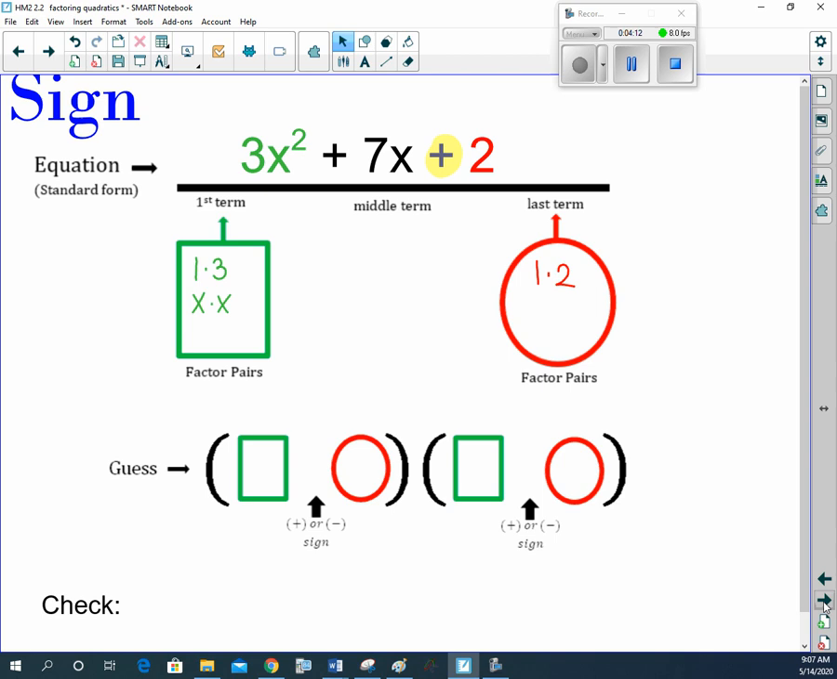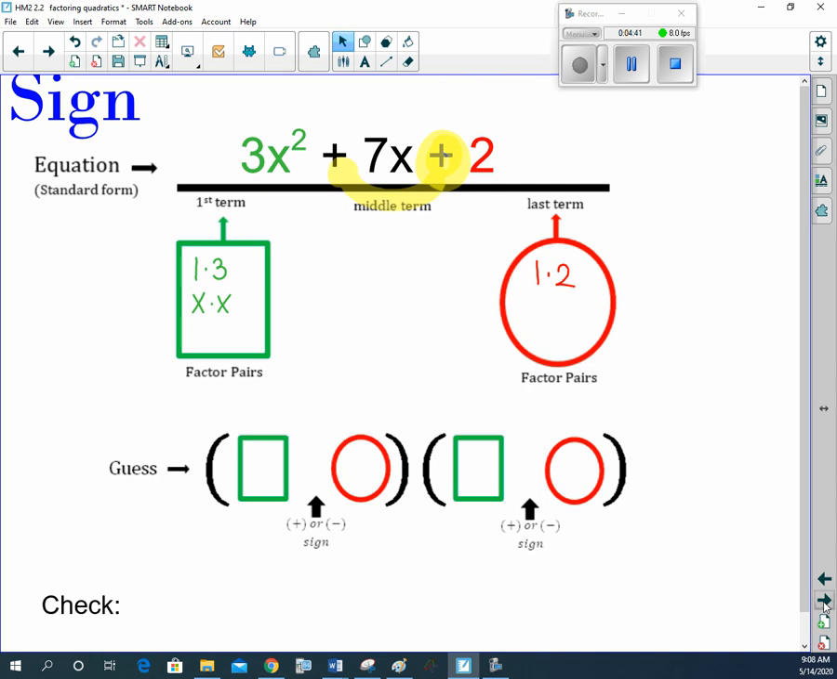Remember, we're going to try to get two things that add together to get us a plus 7. The key here is that if it ends in a plus right here, then the two signs in your binomials are going to be the same sign. They're either both going to be positive or both going to be negative. And I know these are both going to be positive because I have to add them together to get a plus 7.